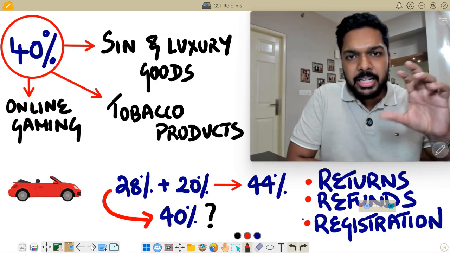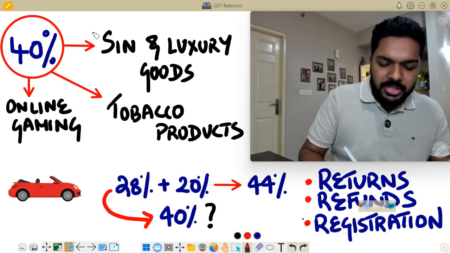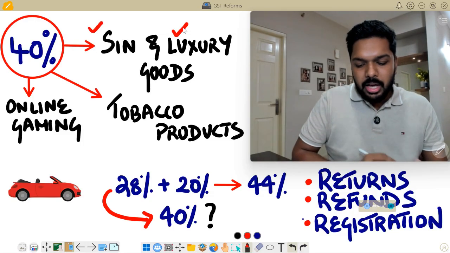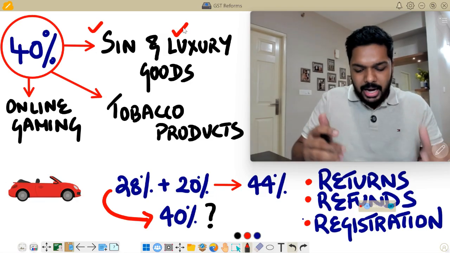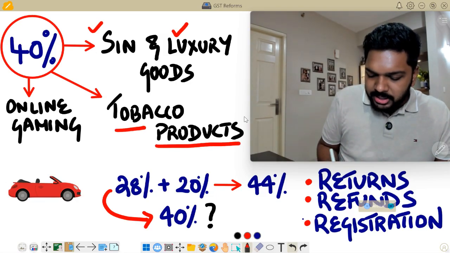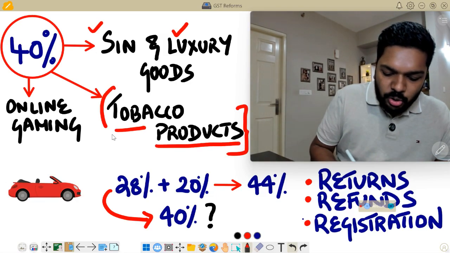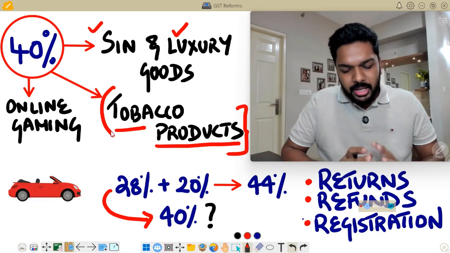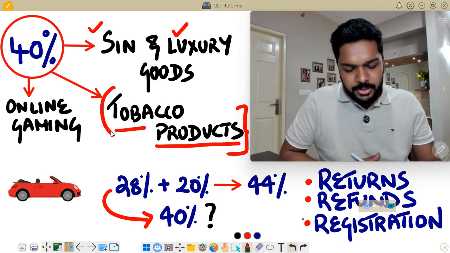Coming to the higher rate of 40%, this, as I said before, is only going to be applicable on specific items known as sin or under the category of sin and luxury goods. You have few products under the category of tobacco and tobacco products. They not only attract excise duty, but on top of that you have GST, and they are treated to be sin goods.